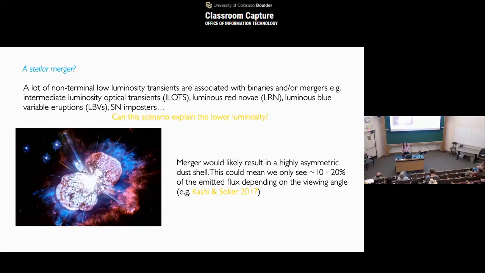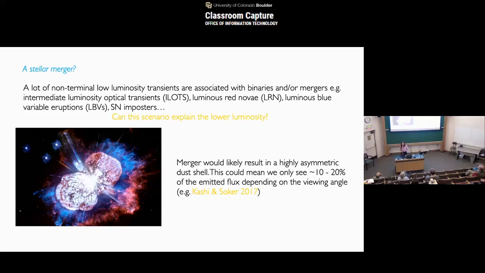Another option is that maybe there was a stellar merger. I've already mentioned to you that massive stars exist in binaries and multiple systems, and that these can have a huge effect on the lives of massive stars. And a lot of non-terminal, lowish luminosity transients are associated with binary interaction. So there's things called intermediate luminosity optical transients, which is a very descriptive name, luminous red novae, luminous blue variable eruptions. All of these things are thought to come from binary interaction.